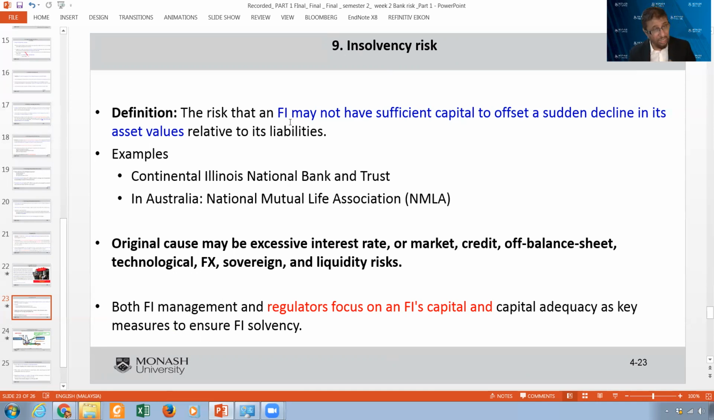But if you don't have enough capital for one reason or another, then the losses will touch the depositors' money. And in this case, this is when you go bankrupt. So insolvency risk, to put it basically, means that you don't have enough capital to absorb the unexpected losses.